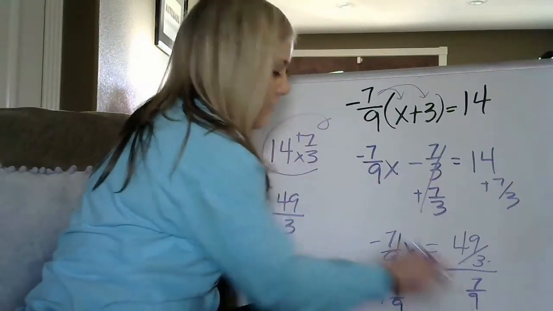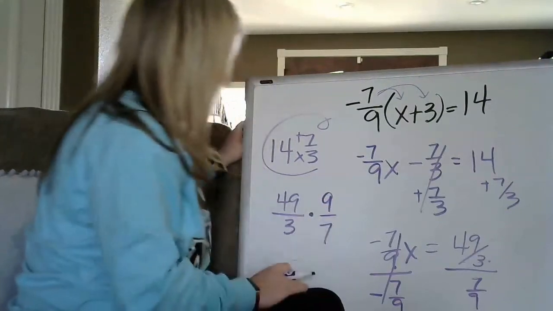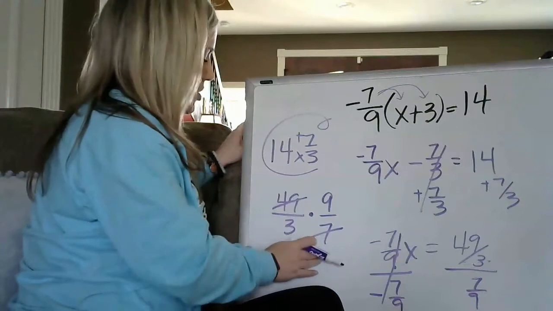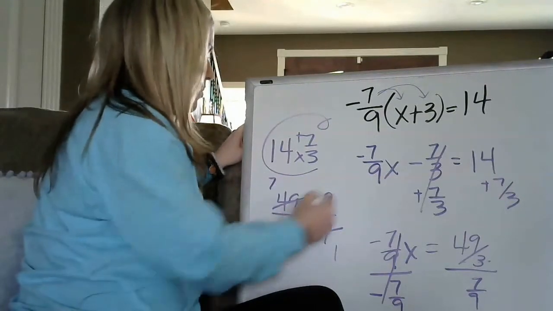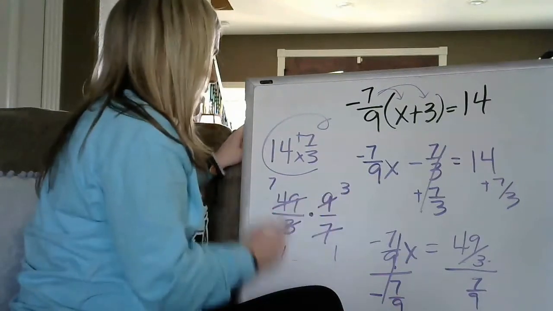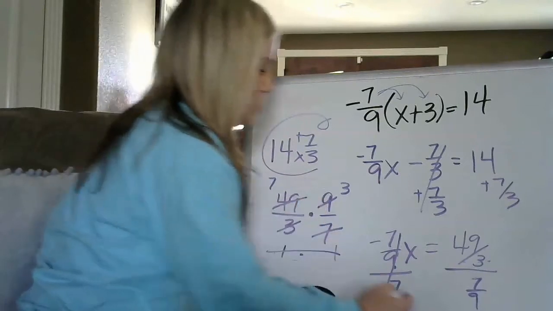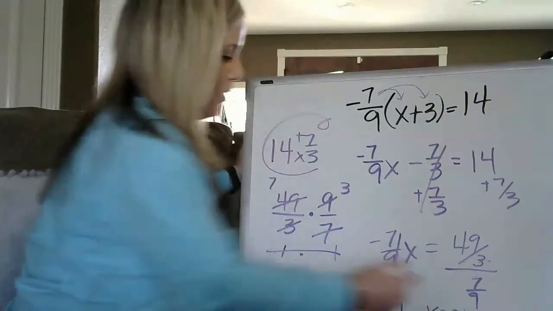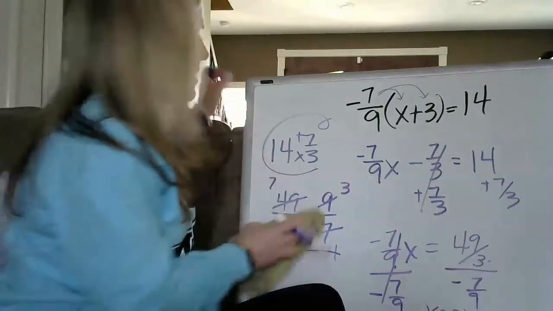Dividing fractions, flip the second number and multiply. So I'm going to flip this 7/9, and I'm multiplying, it's going to be 9/7. All right, so I can reduce. 7 will go into 49 7 times and 1 time. 3 will go into 9 3 times. So we have 1 times 1, which is 1, and 7 times 3, which is 21. So x equals 21, but this was negative, so x equals negative 21. Sorry, I forgot the negative sign. See, Miss Mitchell needs to get it together.